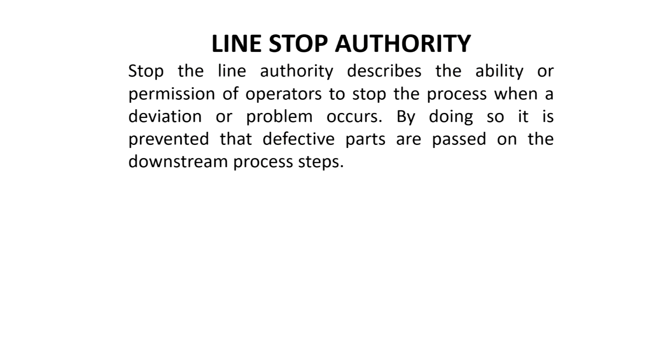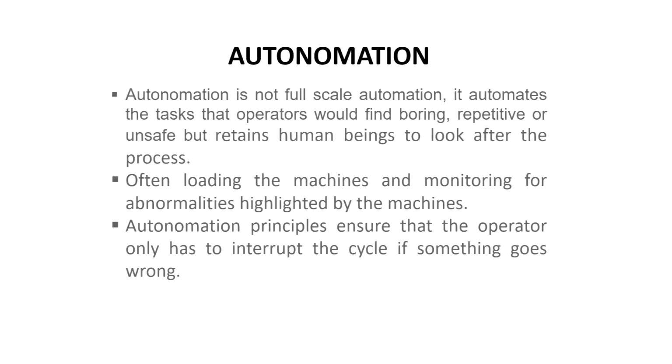Then line stop authority, I have discussed earlier. So, line stop authority describes the ability or permission of the operator to stop the process when a deviation or problem occurs. By doing so, it is prevented that defective parts are passed on to the downstream processes. So, we have explained earlier.